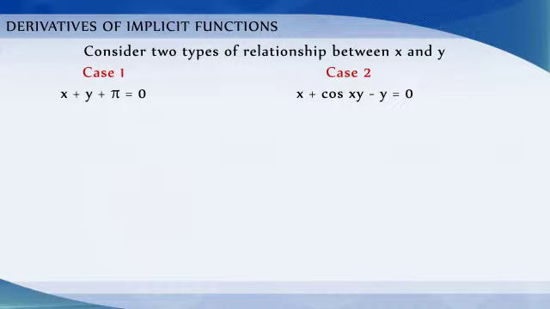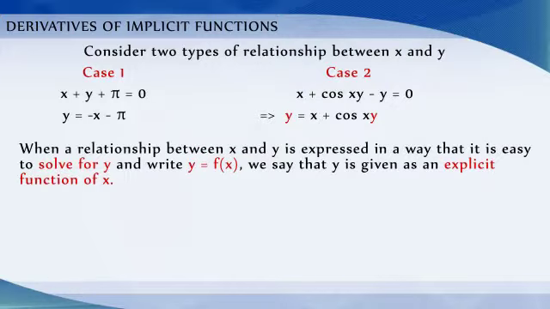In the first case, that is, for x plus y plus pi equal to 0, it is easy to find out the y value. That is, y is equal to minus x minus pi. But in the second case, it is not possible to solve for y even though y is depending on x.